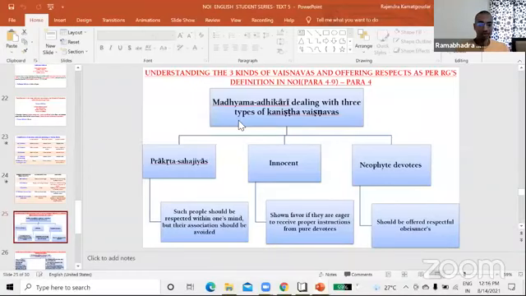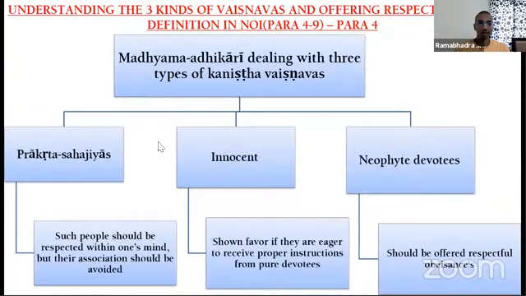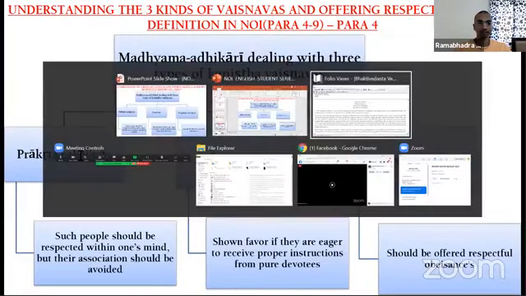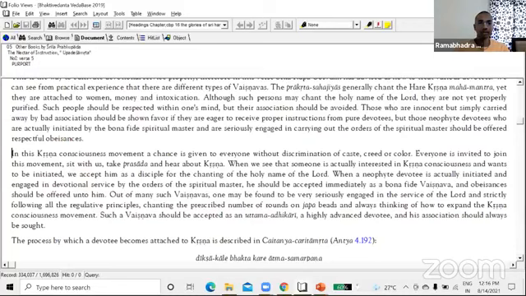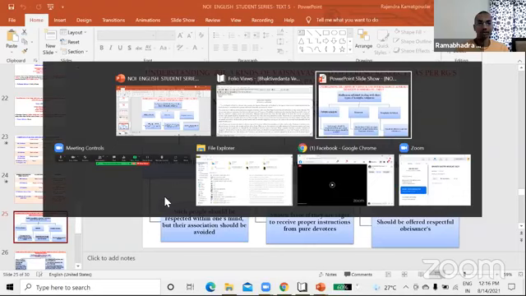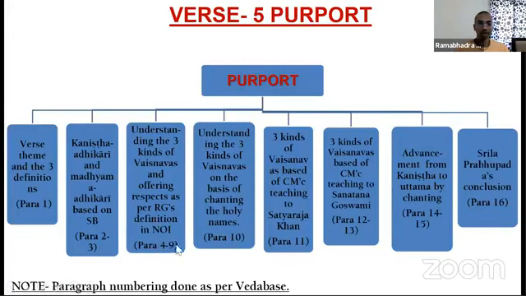So today we will continue the discussion. Now, in the next paragraph onwards, the theme is, we are continuing with the theme of discussion, that is understanding the three kinds of Vaishnavas and offering respects as per Rupa Goswami's definition in NOI, that is paragraphs 4 to 9. So we have discussed paragraph 4, and now we will discuss paragraph 5. Let us go to paragraph 5.